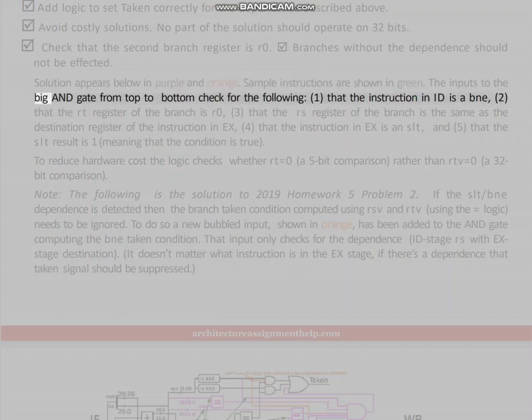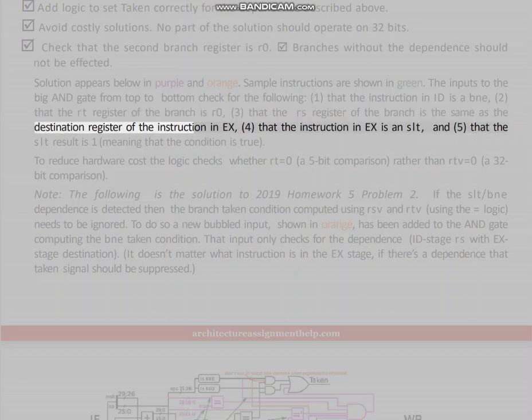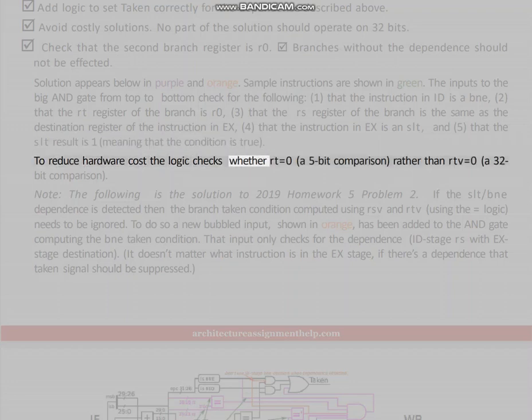The inputs to the big AND gate from top to bottom check for the following: 1. That the instruction in ID is a bean. 2. That the RT register of the branch is R0. 3. That the RS register of the branch is the same as the destination register of the instruction in EX. 4. That the instruction in EX is an SLT. And 5. That the SLT result is 1, meaning that the condition is true. To reduce hardware cost, the logic checks whether RT equals 0, a 5-bit comparison, rather than RTV equals 0, a 32-bit comparison.